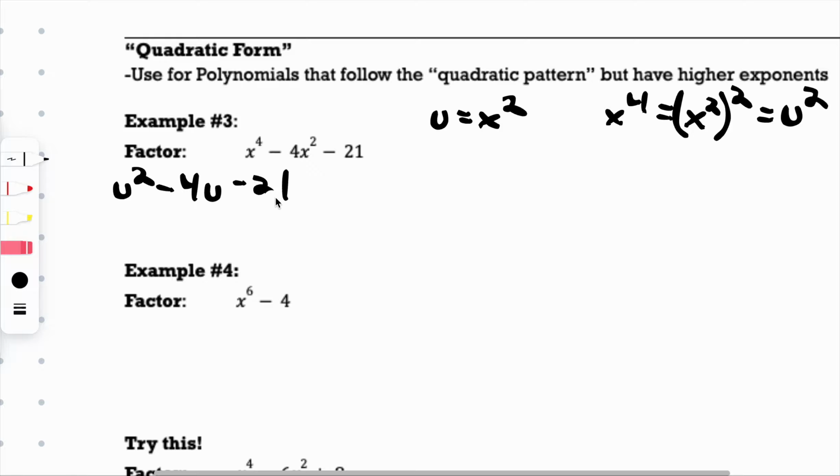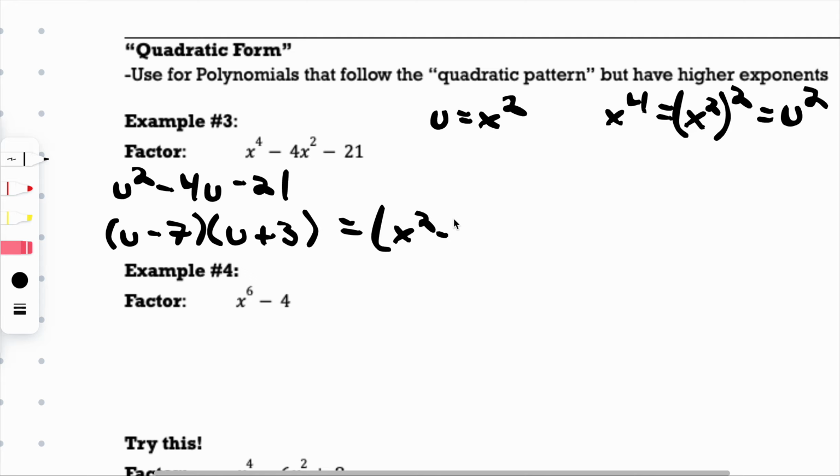Then you just factor this normally. What are two numbers that multiply to negative 21 and add to negative 4? Well, that's going to be negative 7 and positive 3. So we do u minus 7, u plus 3. And now we just sub back in x squared. So we have x squared minus 7 and x squared plus 3. Keep in mind, when you do this, you do want to check if you can simplify. In this case, we can't simplify.